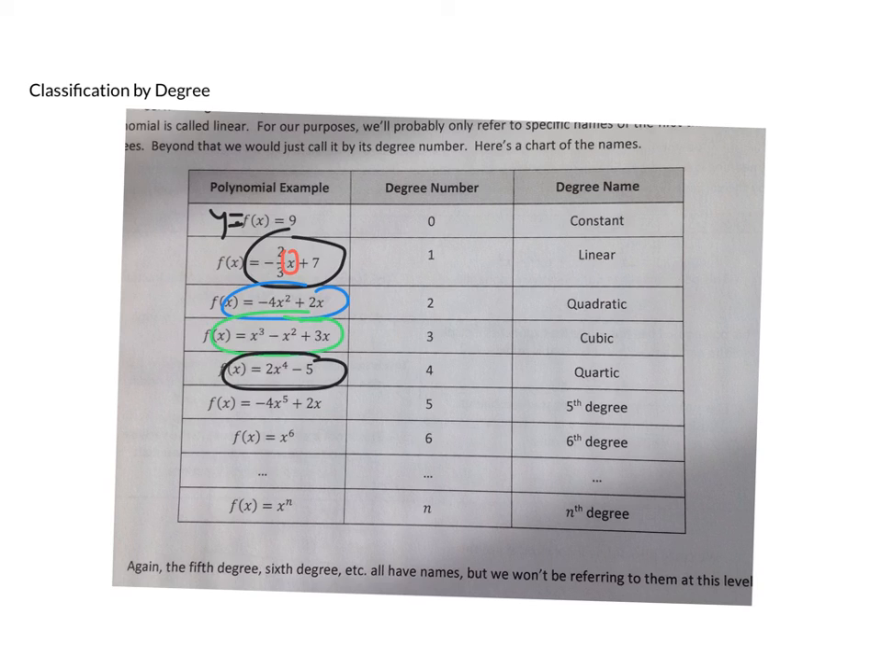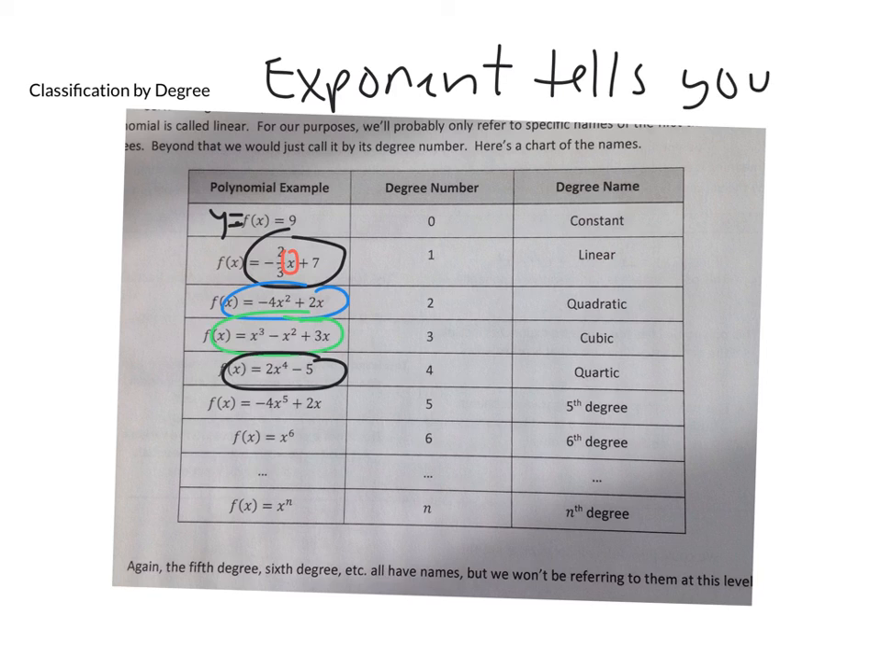And then after that, we just start to call them 5th degree, 6th degree, 7th degree. And you can see it's all based on the exponent. So the exponent tells you the degree number. So we are going to have to know this chart, and what we're really going to mostly focus on will be these right here.